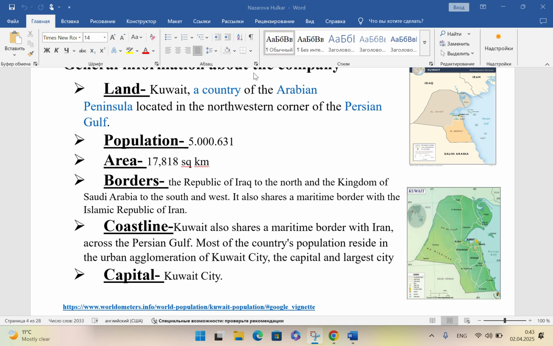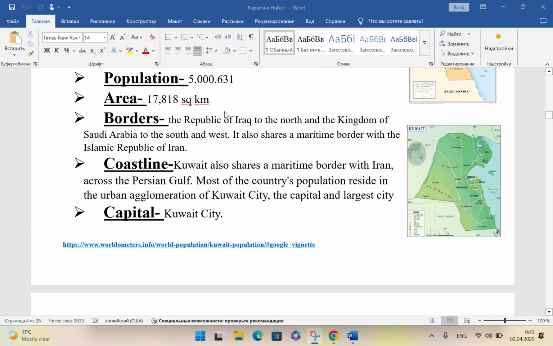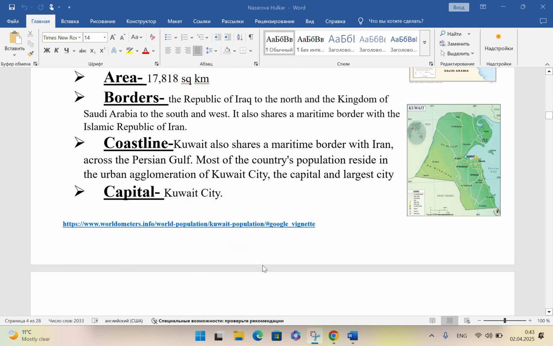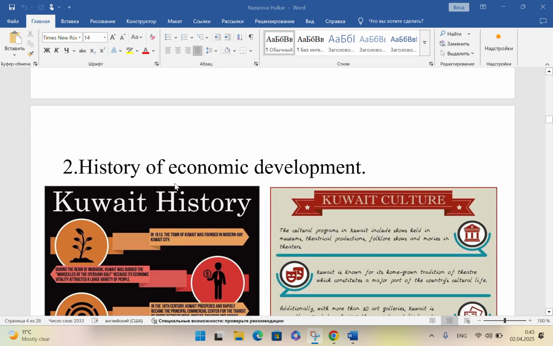So also the capital of this country is Kuwait City. There you can see I left links in order to get more detailed information.